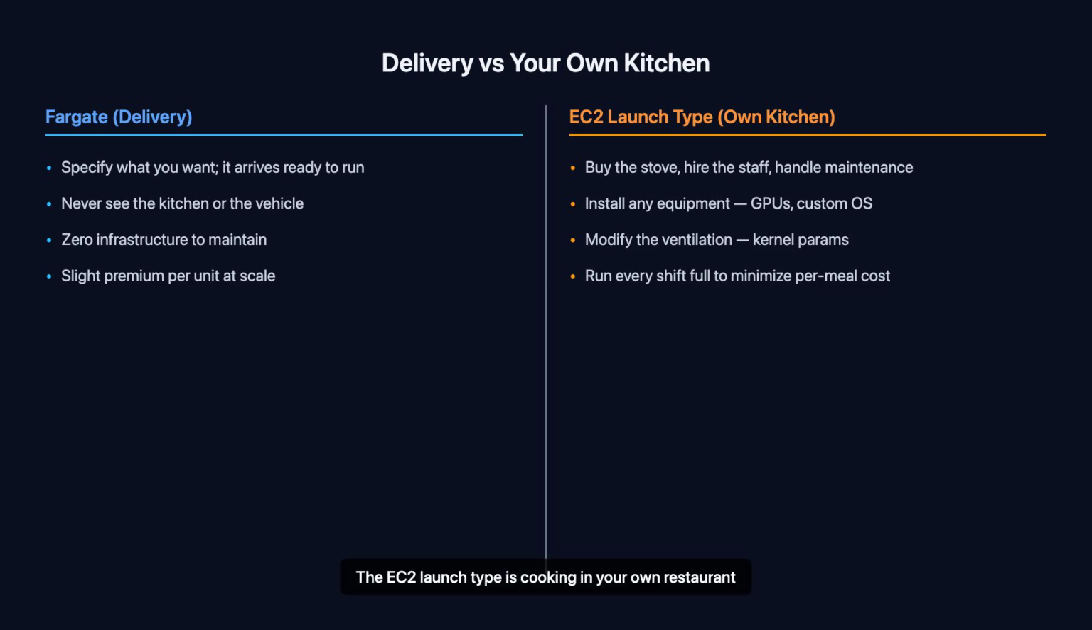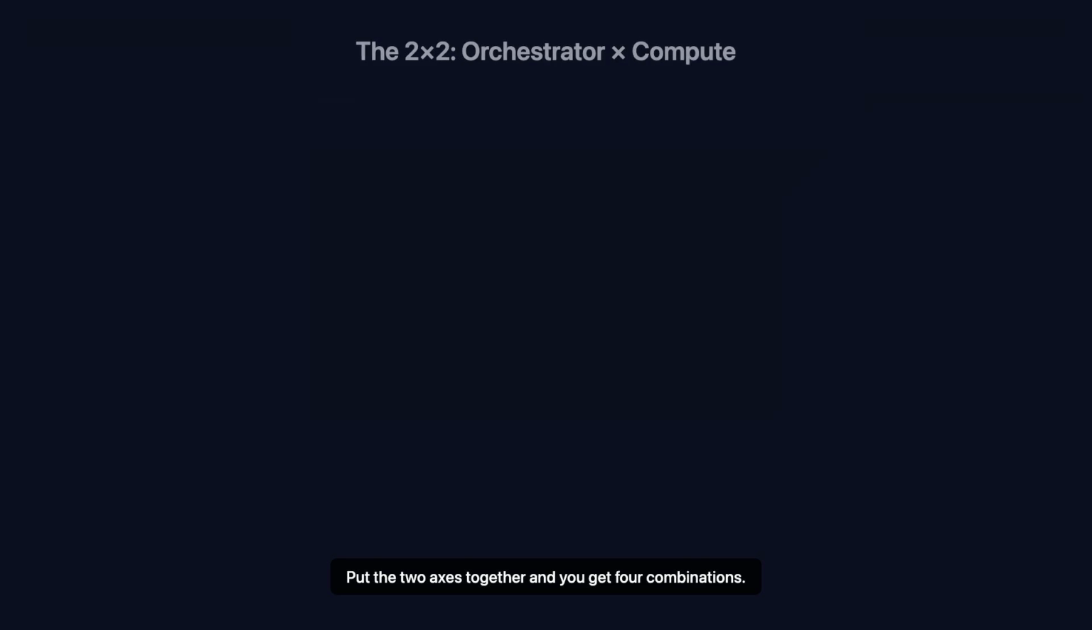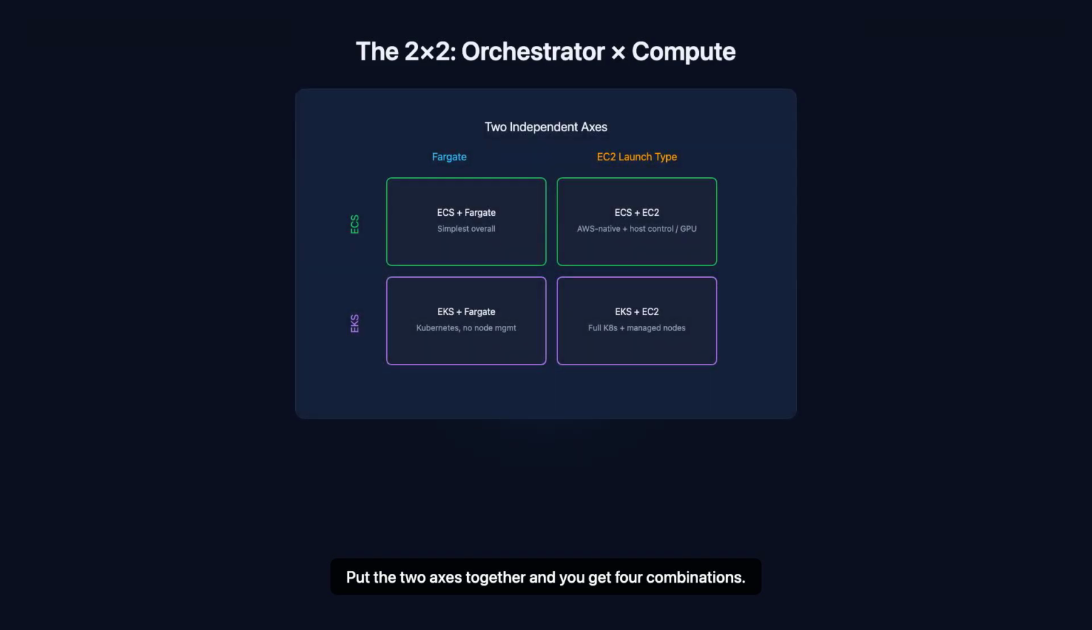The EC2 launch type is cooking in your own restaurant kitchen. You buy the stove, hire the staff, handle the maintenance, but you can install any equipment you want, including GPUs and a custom operating system, tune the ventilation, and run every shift at full capacity to drive the per meal cost down. Put the two axes together and you get 4 combinations.